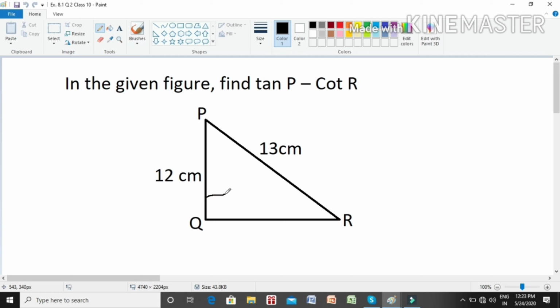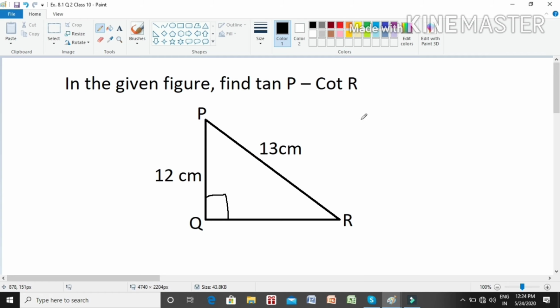So Q is again the right angle. Now you have to find out the value of tan P minus cot R. Whenever you get questions on trigonometry with a triangle given, and one of the sides of the triangle is not given, I will first tell you to find that side, and after that you can proceed with the next. So we need to find out the value of QR.